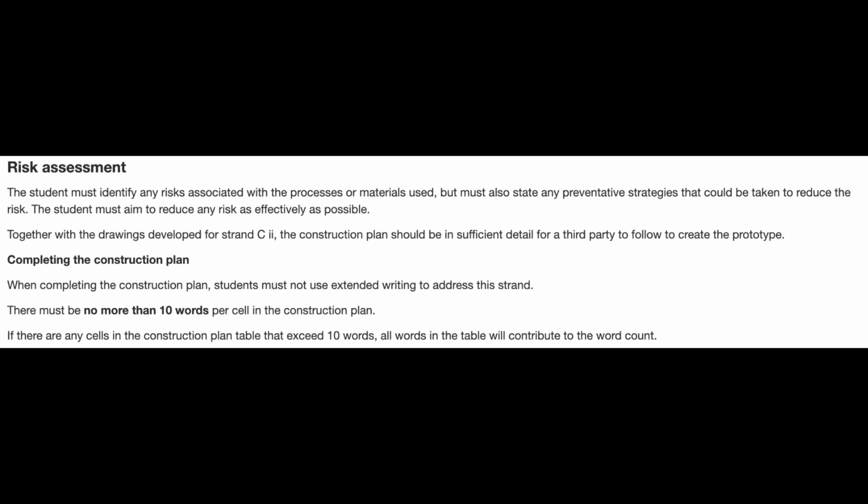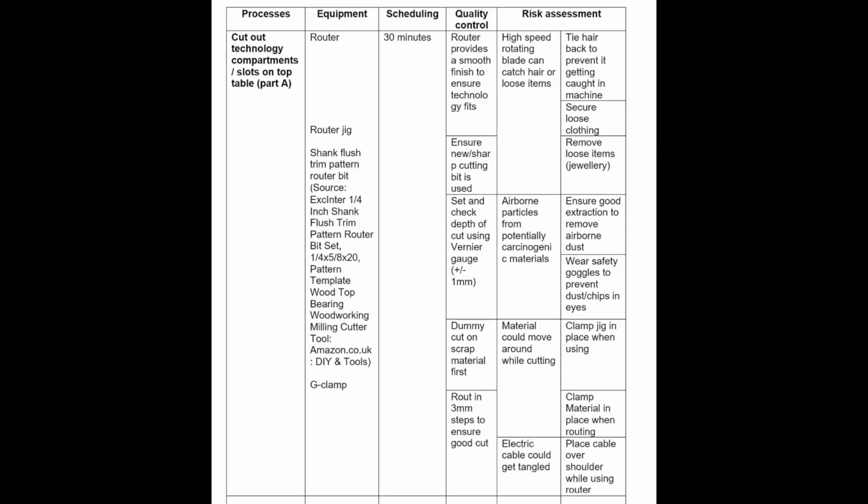When you're completing your construction plan, make sure that you are not using any extended written text to address the strand. There must be no more than 10 words per cell in the construction plan. If there are any cells in the construction plan that exceed 10 words, all the words in the table will contribute to word count. The following is an extract from a high-performing construction plan.